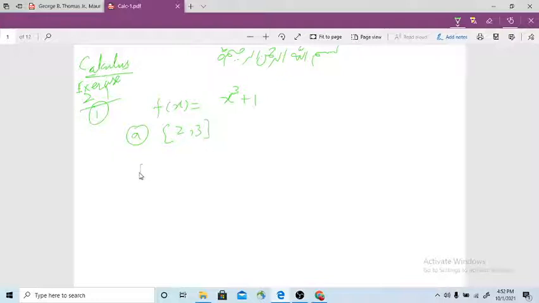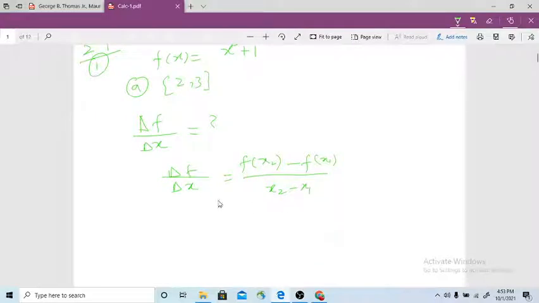So what we have to find is delta f over delta x. What does it mean? Delta f means change in the function, and delta x means change in the x value. Delta f over delta x means f at x2 minus f at x1 over x2 minus x1. It can be written as delta f is equal to f of x2 minus f of x1, and delta x is equal to x2 minus x1.